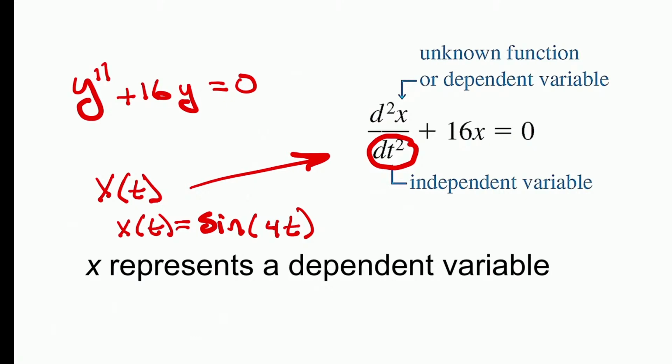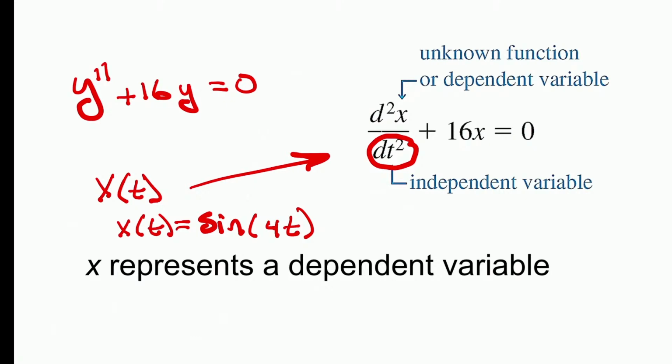By the way, cosine of 4t is also a good solution. Just think about it. What's the second derivative of sine of 4t? It's negative 16 times sine of 4t. So the second derivative of this plus 16 times this is 0. So this is the sort of thing that we're going to be dealing with.